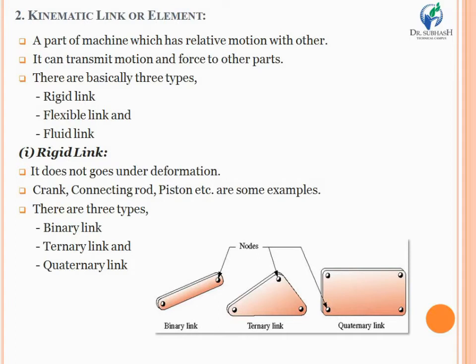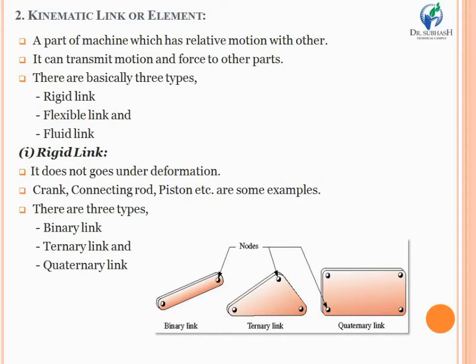So herein, if you are looking at any mechanism, and especially focusing upon any particular link, we can say that link will be a kinematic link if it transmits motion, or torque. Now kinematic links can be classified into basically 3 categories. One is the rigid link, the other is the flexible link, and the last is the fluid link.